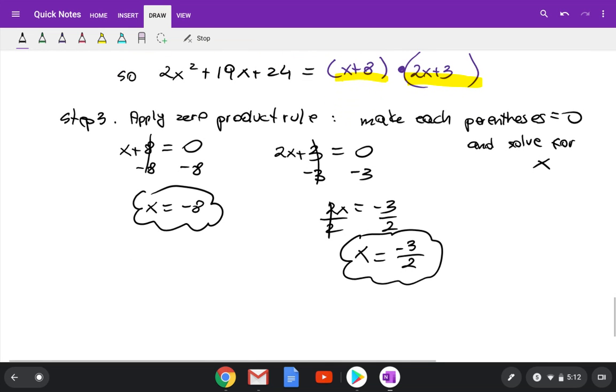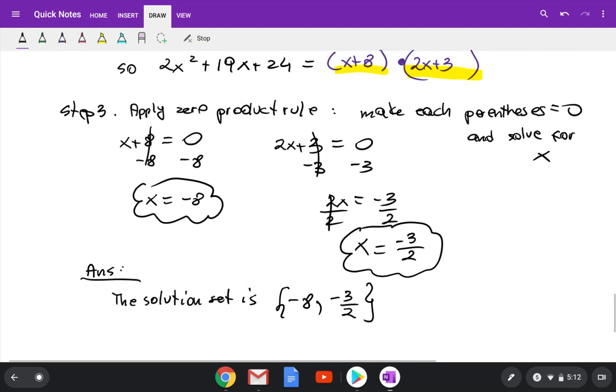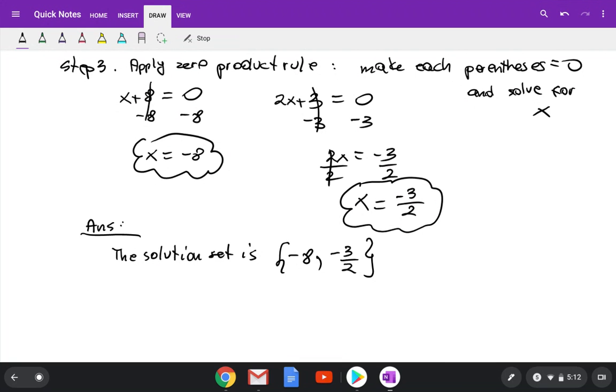So we have it. Our final answer of this problem is negative 8 and negative 3 over 2. So two solutions. So let's list them. The solution set is, and when you're listing the solution, we're putting them together: negative 8, negative 3 over 2. So that was our final solution. Of course, step 4, you can check, you can plug them into the original equation where you used to have x, and you want to check if that will give you 0.